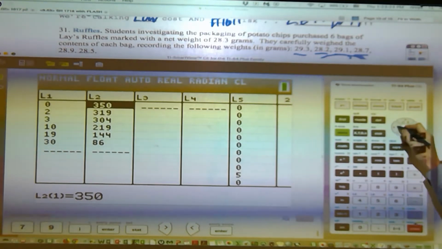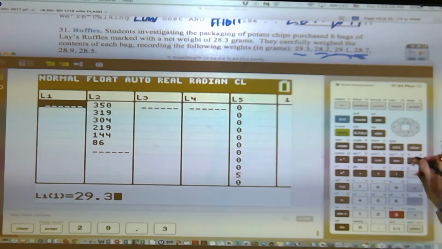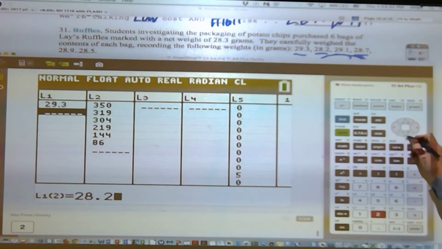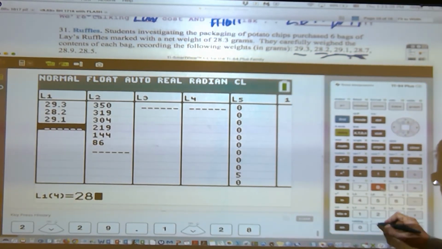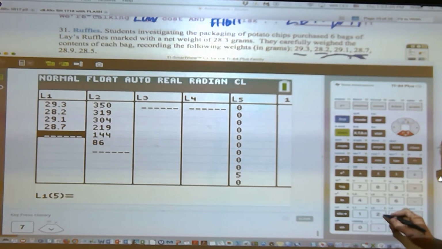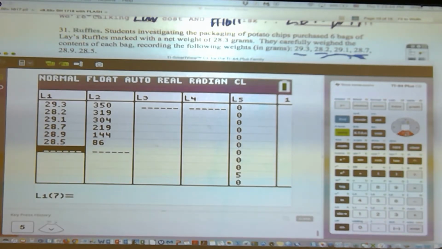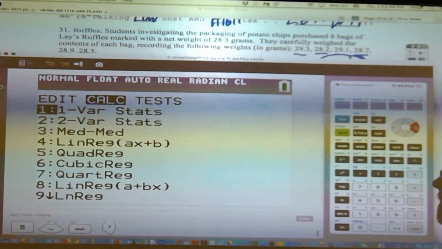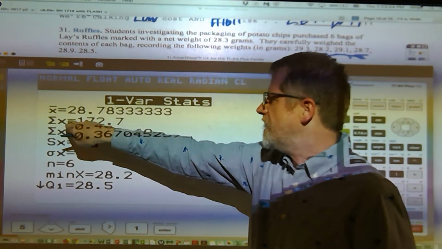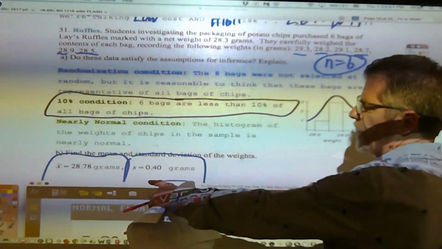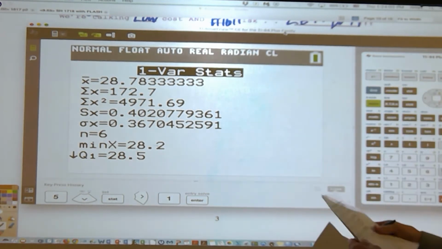So we go to edit, and I'm going to go to list 1 by putting the cursor on list 1, clear, enter. Let's type in these 6 numbers: 29.3, 28.2, 29.1, 28.7, 28.9, and 28.5. So we have those entered. If you go stat calculate one variable statistics, the calculator gives you the sample mean and S. So X bar and S, which are printed on your paper. Yep, those were produced by the calculator using one variable statistics.